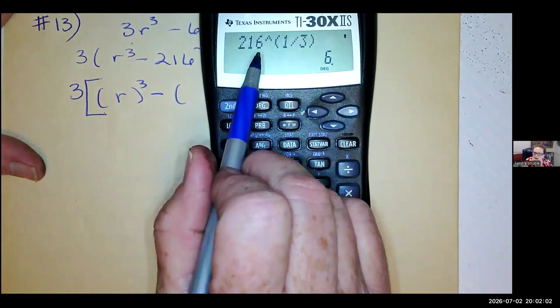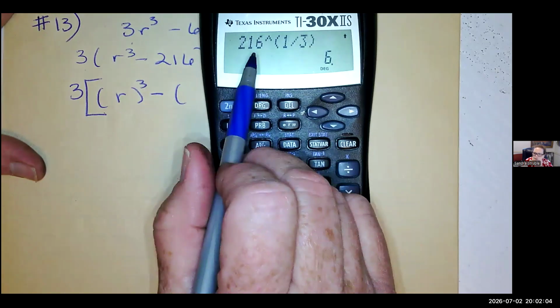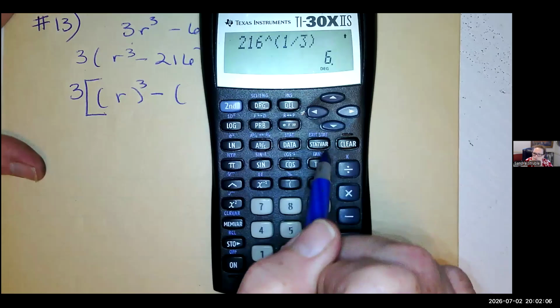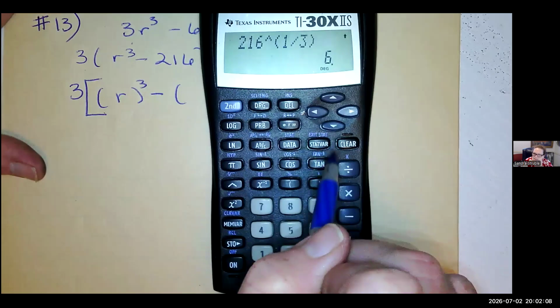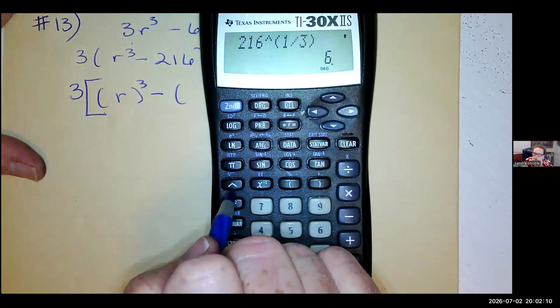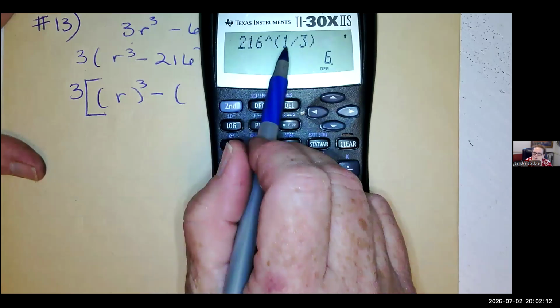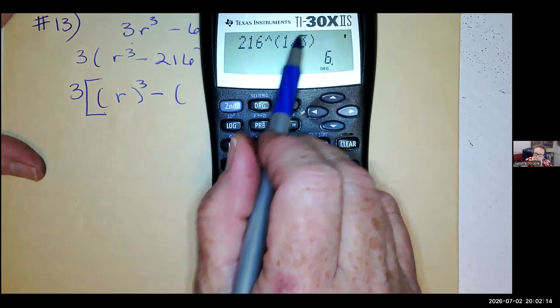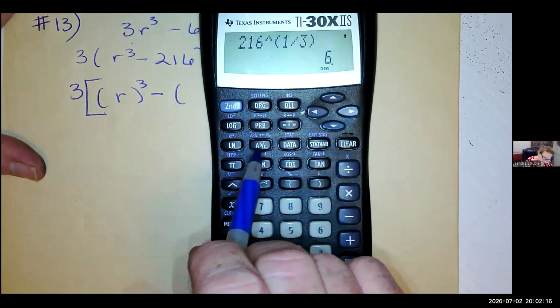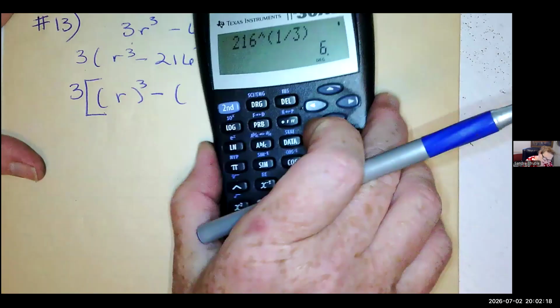To find the cube root of the number, put in the number. You're going to use either y to the x or x to the y. I can't remember what it is for your TI-30XA. I'm going to use caret, parenthesis 1/3, 1 divided by 3, close parenthesis, equals. Okay, and that will find you your cube root. And that is 6. So our bases are r and 6.